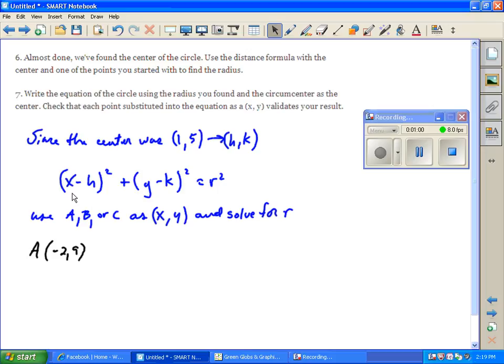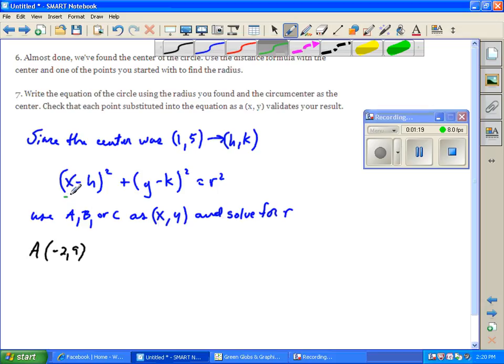So I'm going to use A. It would actually be easier to use B or C here probably. No, actually, I think they're all equally difficult. As much as this is difficult, it's not really difficult at all, but I'm going to plug these in.